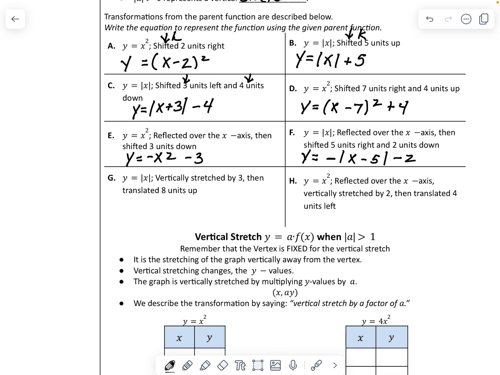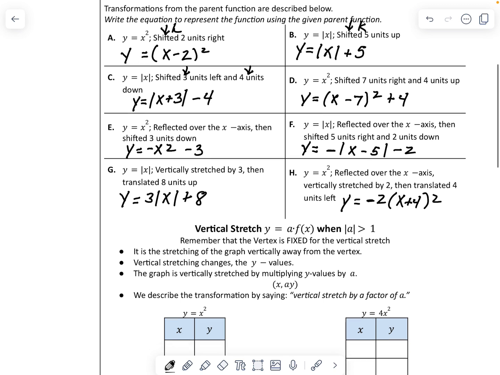All right, so vertically stretched by 3. Okay, so now that it's vertically stretched by 3, we know we have an A of 3. Then translated 8 up. Okay. Again here, it's reflected over the x-axis, vertically stretched by 2, and then it's going to be 4 units left, which would make it plus 4 squared.